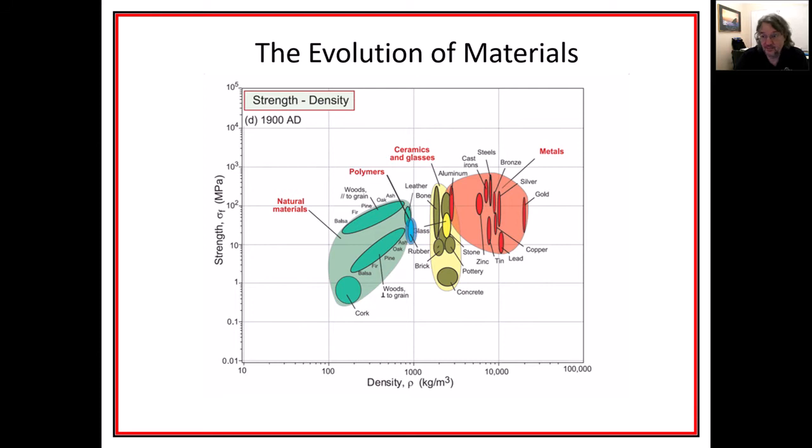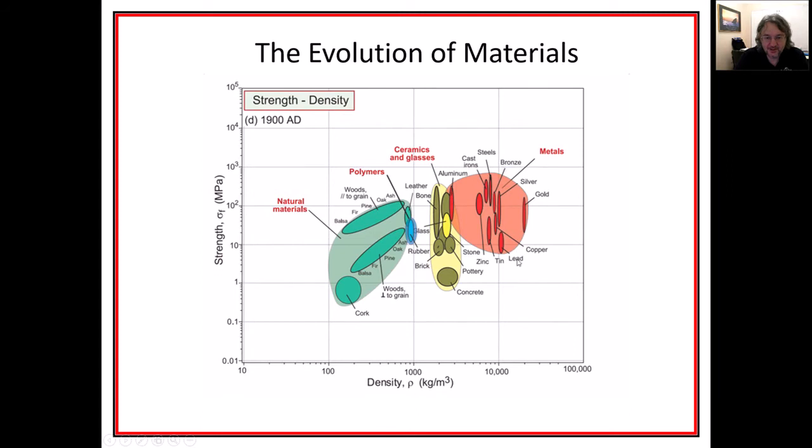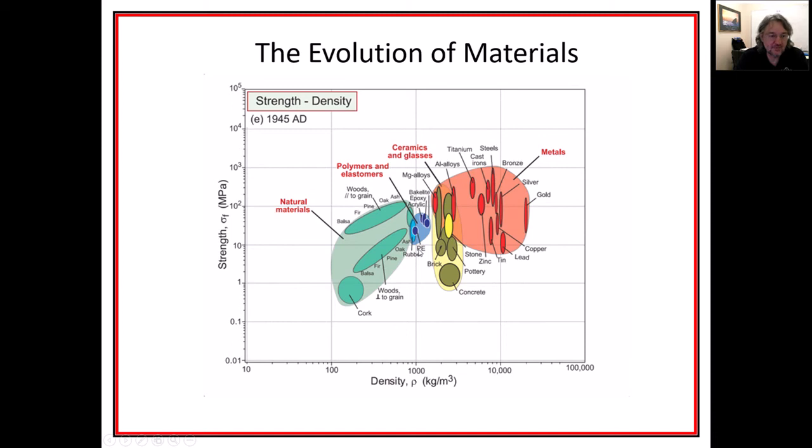But now we get to the beginning of the previous century, and you can see that we have rubber now, and polymers, and some aluminum, and some steels. We've added in some zinc, but I think aluminum is really the big progress that we made there, and some of the polymers and rubber. But now we have 1945, the end of World War II.